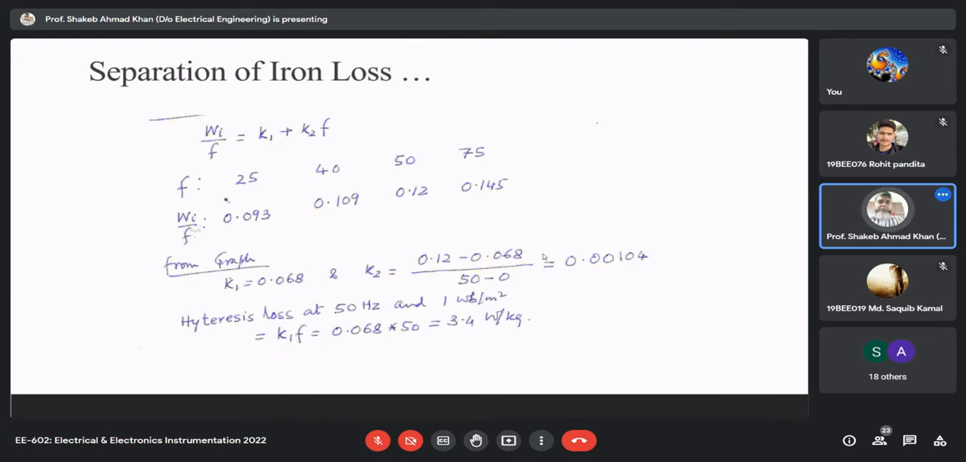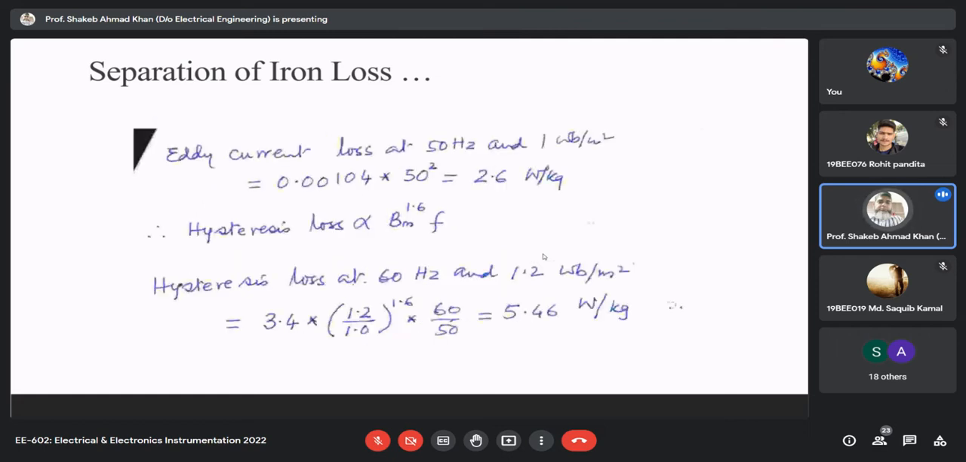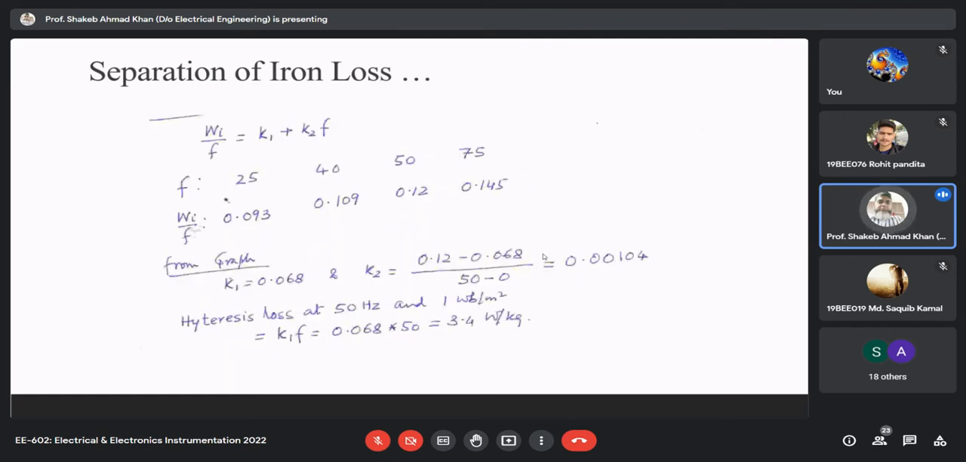And if you are able to solve this problem, the main emphasis in this case I'm putting on the A part, because it is with the help of the graphical method that we are trying to separate the eddy current loss and hysteresis loss. If that is clear to all of you, then fine. If anybody has any question regarding this problem, especially the graphical method to separate the hysteresis and eddy current loss, you can ask, please.